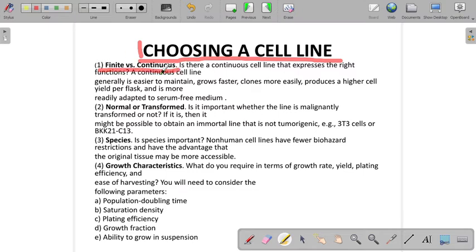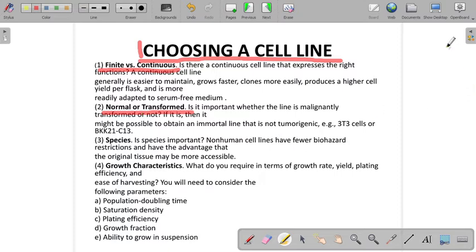Now take an example, if you are injecting vaccine into a human body, then of course our human body contains all the cells which are finite, meaning they have a limited lifespan. We don't have any cancerous tissue or cancer in our body, so we don't have any continuous cell line, so we have finite cell lines here. Then the next part is normal or transformed. Now you might get confused with finite, continuous and normal, transformed. Normal and transformed means what?